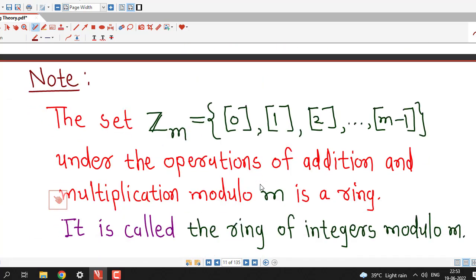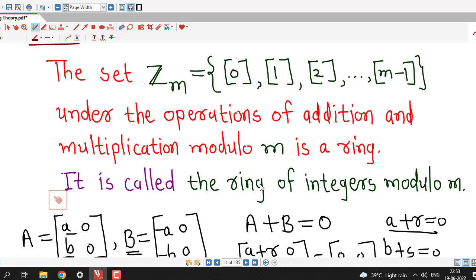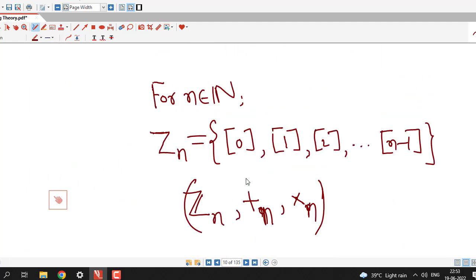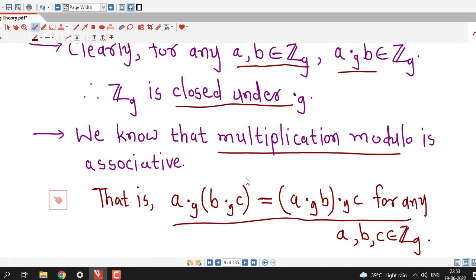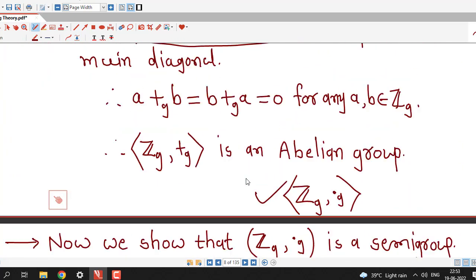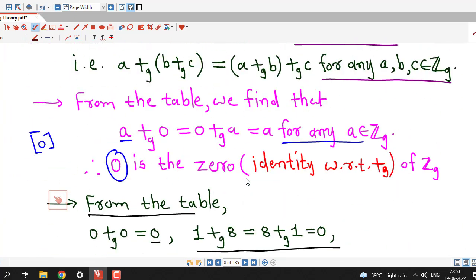So that I have written as a note, Zm under the operations of addition and multiplication modulo m is a ring, and this ring is called the ring of integers modulo m. So in this way we can prove that the given set is a ring under the given binary operations.